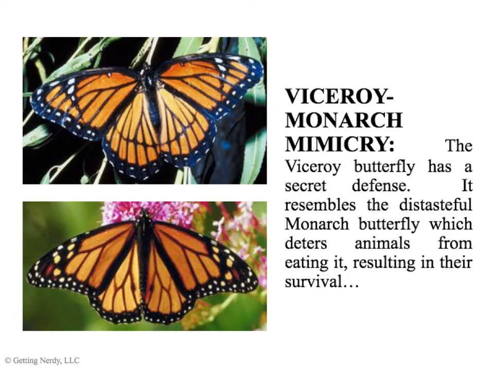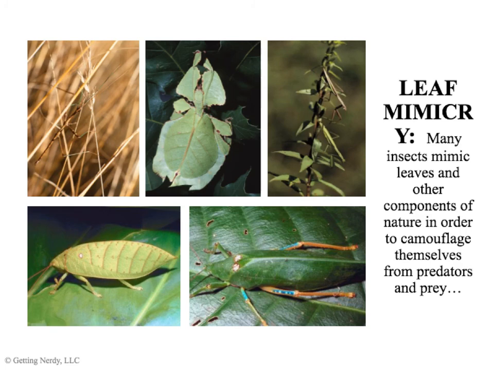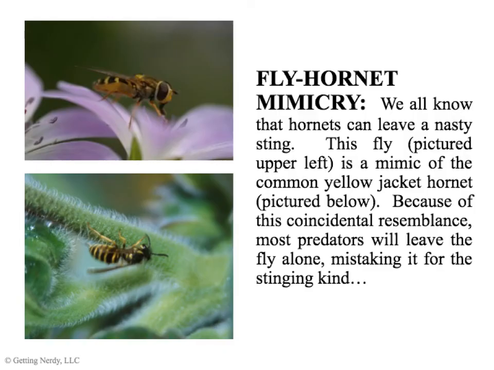This viceroy monarch mimicry, the viceroy butterfly has a secret defense. Monarchs taste yucky. Predators really don't like to eat monarchs because of their taste. The viceroy tastes just fine, but because it looks so much like the monarch, nobody eats them. You have your leaf mimicry. So many different creatures look like leaves, and so they're naturally camouflaged that way. And finally, your fly hornet mimicry. The fly, which is up here, looks so much like a hornet that things stay away from it because hornets sting and nobody wants to be stung like that.